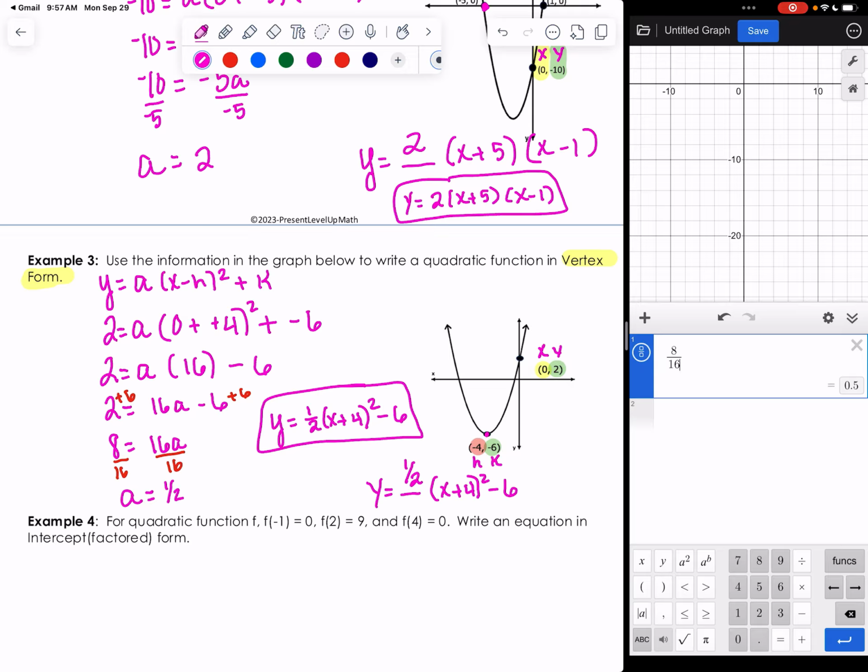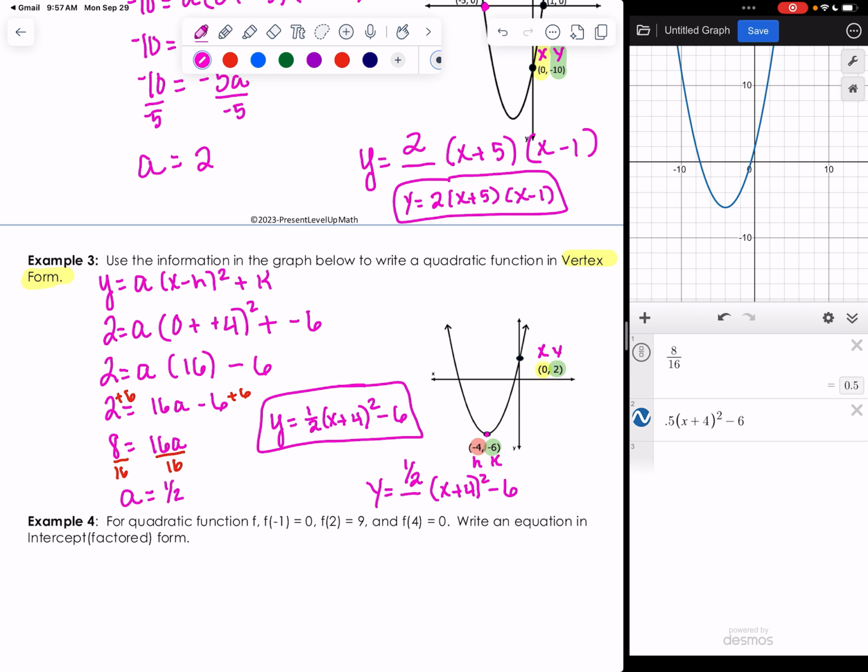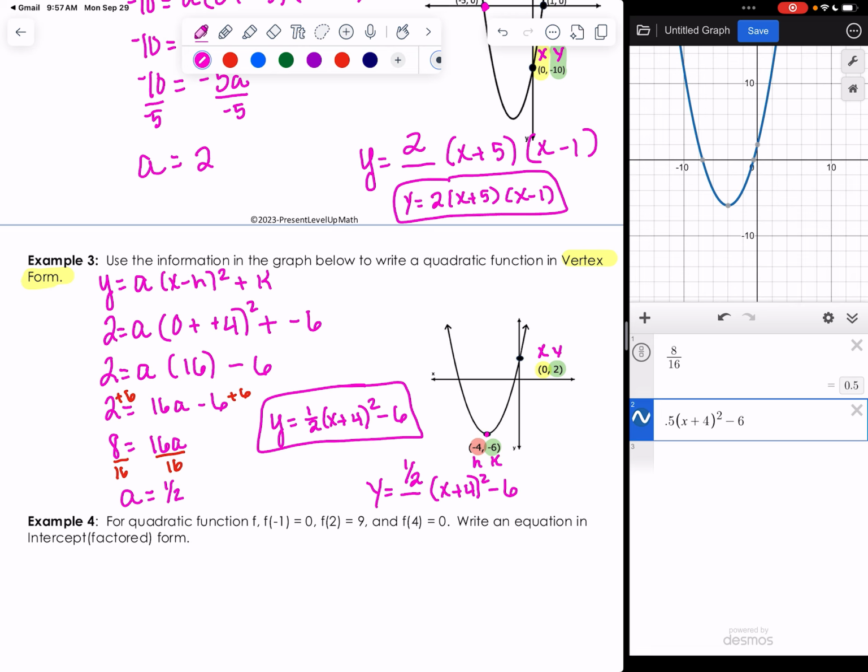Now I always like to check my answer, so I'm going to check it by graphing. So 0.5(x plus 4) squared, minus 6. And then I just want to check my graph, so check the vertex. It is -4, -6. And then check 0, 2. Yes, 0, 2 is on the graph. So I know I have my answer correct.